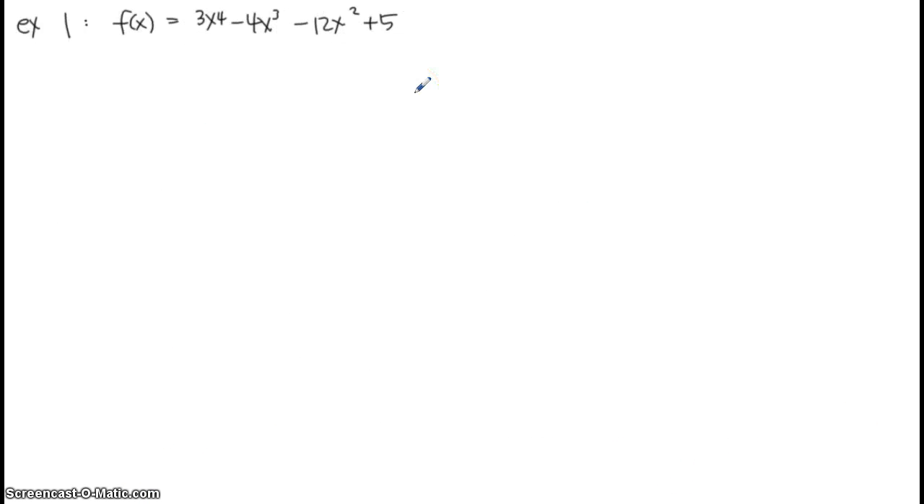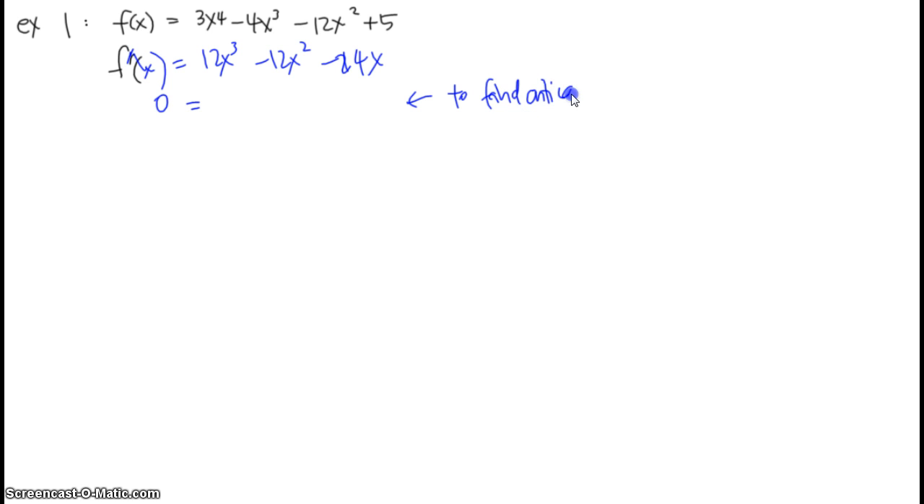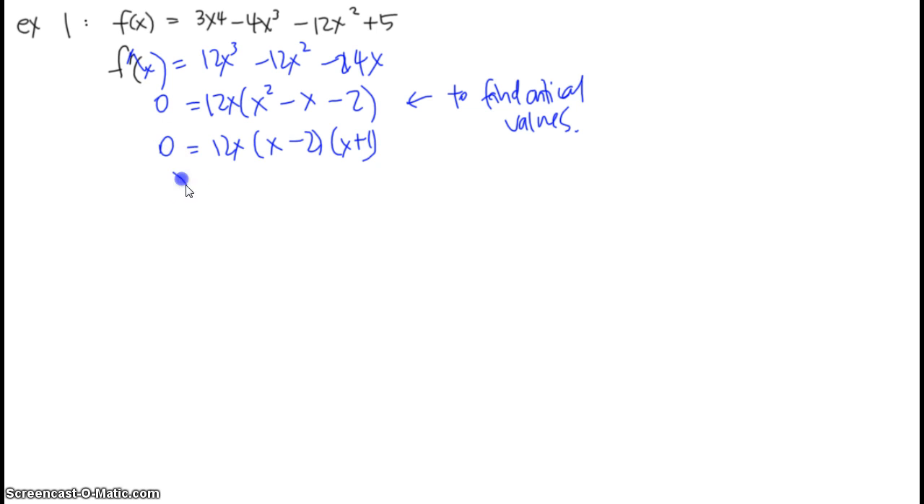So let's take a look at our example then. Using what we know, how do we find the local minimums and maximums of this? Essentially, it's the same thing. We're using the first derivative test right now. f prime of x is equal to 12x cubed minus 12x squared minus 24x. I'm going to set that equal to 0 to find the critical values. We already know that this function is continuous because it's just a simple polynomial. I'm going to factor out the 12x here. I'm left with x squared minus x minus 2. Factor that again: x minus 2, x plus 1, is going to be equal to 0. So the critical values are at x equals 0, 2, and negative 1.